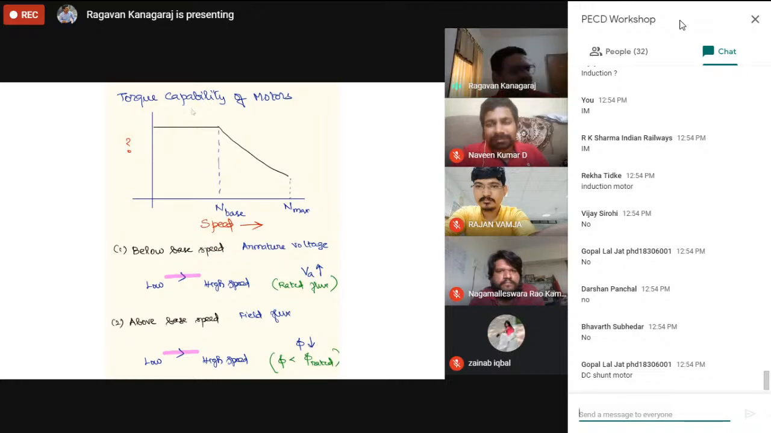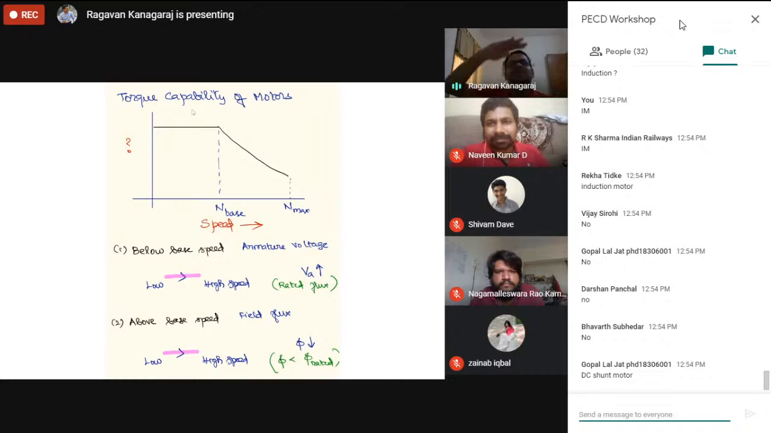It's not connected with induction motor alone. Any machine up to base speed, you can achieve a maximum torque of 20 newton meter. But what is the torque developed by the motor? Torque developed by the motor is connected with the load. If the load demands 4 newton meter, it will develop 4 newton meter. There is always a balance between what is needed and what is delivered. When the load demands 4 Newton meter, the motor will not develop 20 Newton meter.